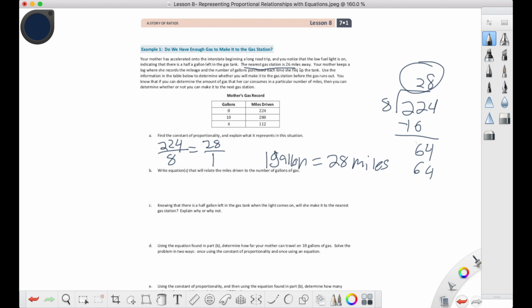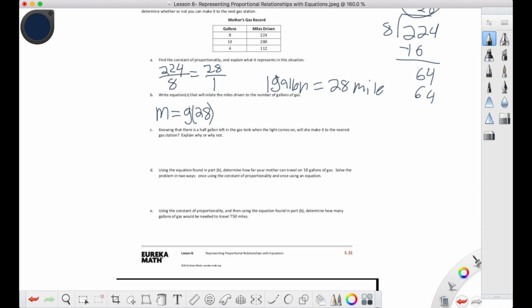So here it says the nearest gas station is 26 miles away. I should probably read the next question first. Write equations that will relate the miles driven to the number of gallons of gas. Okay, so how far we've driven is equal to gallons, right? Okay, we'll say M is miles. So the number of miles driven is equal to the number of gallons times 28. We know that if we have 8 gallons of gas, we're going to go 224. Like if we look at this chart up here, right? If we plugged in 10 here, if we had 10 gallons of gas, we would go 280 miles.